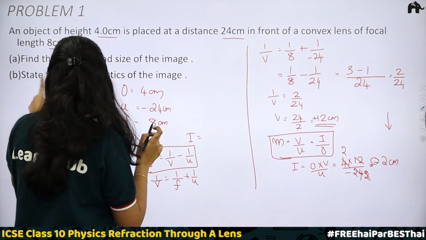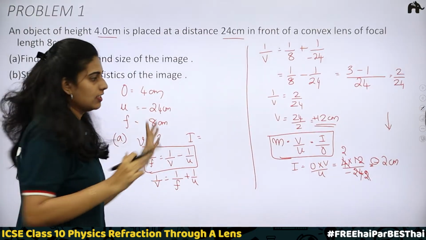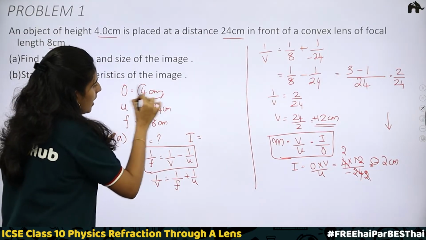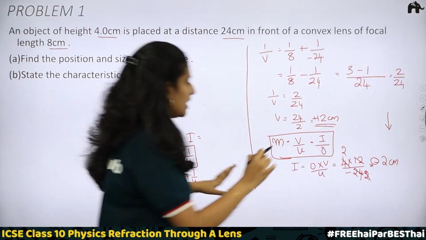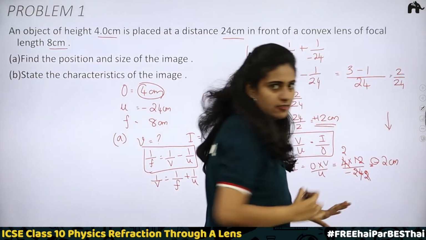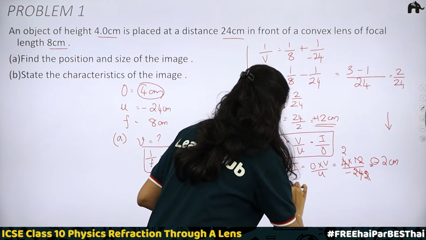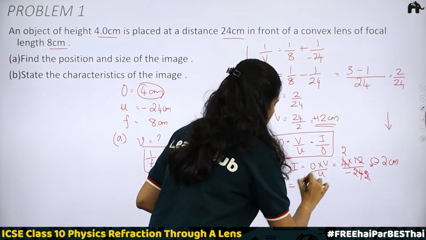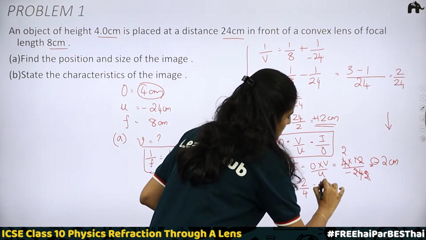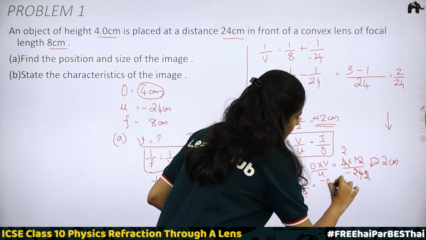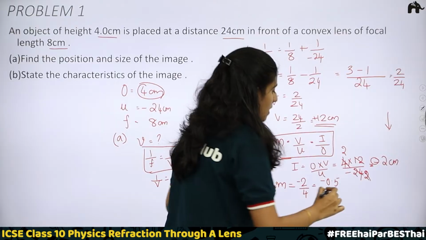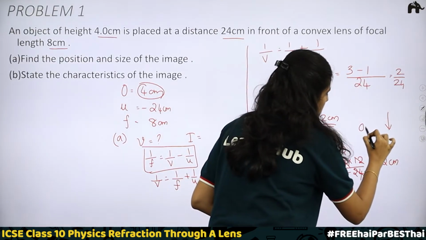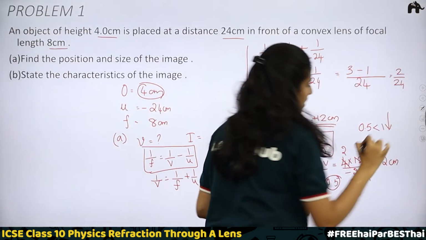Now we have to state the characteristics of the image. What are the characteristics of the image? Check the value. Here we have the object of height 4 centimeter and the image of height 2 centimeter. If you find the magnification, M will be equal to minus 2 divided by 4, which is minus 0.5. Okay, we are getting magnification as a value. Just check the magnitude. Magnitude is 0.5, which is less than 1.